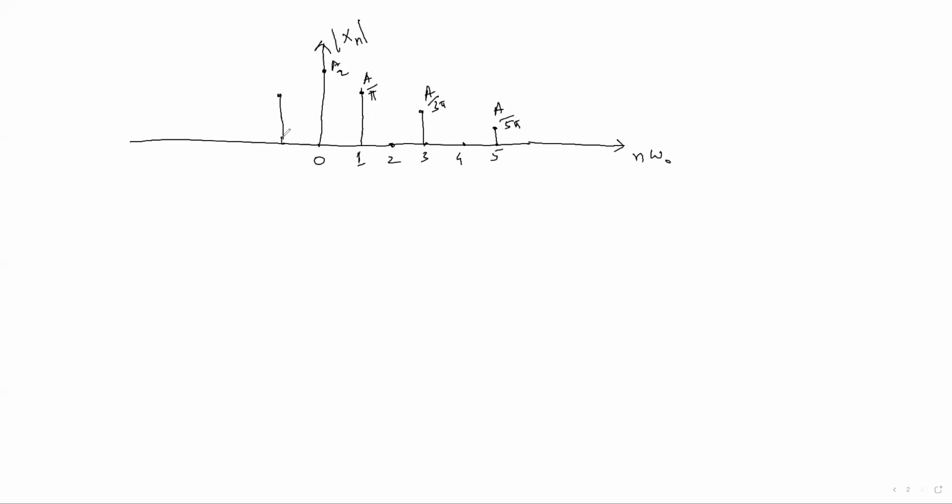Similarly, here we will get A by pi, 2, 0, 3 will get similarly A by thrice pi. Again, 4, 0, 5 will get A by 5 pi. Okay. This is minus 1, minus 2, minus 3, minus 4, minus 5. Like that we will get. Okay. This is the equation for this. This is the magnitude spectrum of the given waveform, square waveform, periodic signal. This is called what? This is called magnitude spectrum. Okay.